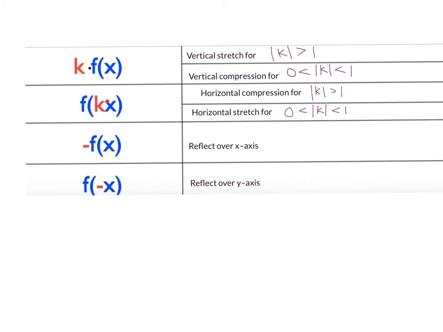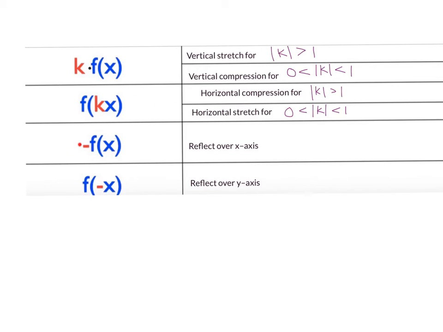If this number here is less than 1 when I take the absolute value of it, so let's say a 1/2, which is between 0 and 1, it's going to be a horizontal stretch. So it's kind of opposite of what you would think for this one. It's a fraction. It's actually going to stretch it wider.